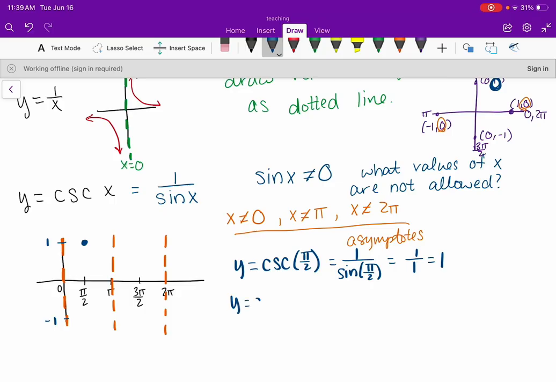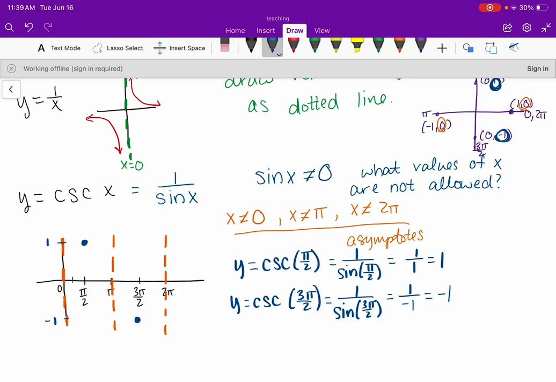3 pi over 2 would be cosecant 3 pi over 2, which is the same as 1 over sine of 3 pi over 2. 3 pi over 2 is down here, so that's going to be negative 1. So cosecant 3 pi over 2 is also negative 1. I'll just show you what the rest of the graph looks like. You could always plug in more points though if we needed to.